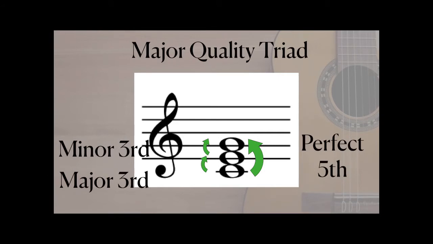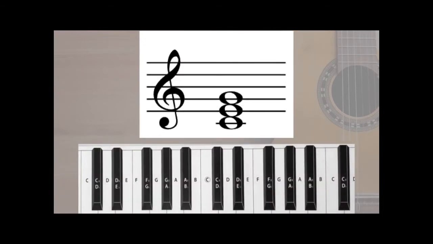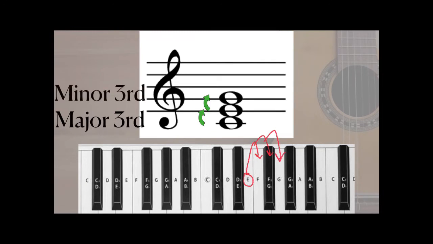Let's practice calculating this by looking at a keyboard. Starting on a C, in order for this to be a major third, we need 1, 2, 3, 4 half steps. So we can see here that a C to an E is a major third. Now let's count from the E up to the G. 1, 2, 3 half steps. This gives us a minor third.